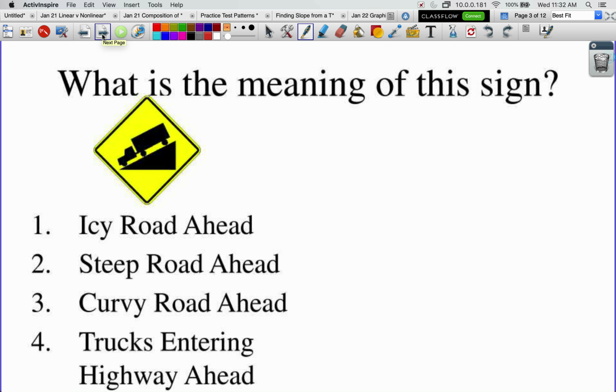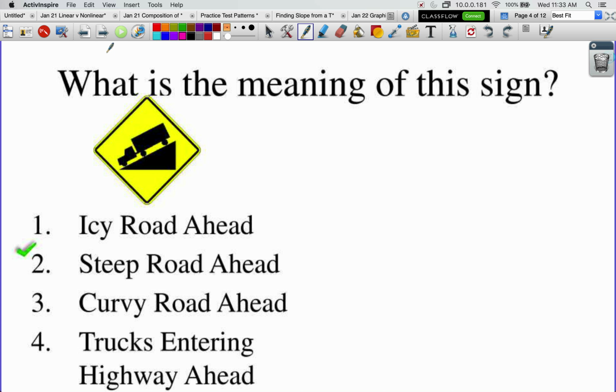So let's talk about slope a little bit more. What is the meaning of this sign? Imagine you're driving on some mountain roads and you see this sign. What does it mean? Does it mean icy roads ahead, steep roads ahead, curvy roads ahead, or trucks entering the highway ahead? All right, I'll embed a question here for you to take a guess. Correct answer is steep roads ahead.